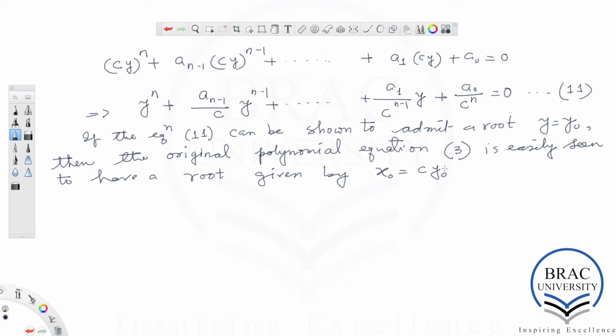We just choose c large enough so that this holds: the mod of a n minus 1 over c, plus all the way up to the mod of a1 over c to the n minus 1, plus the mod of a0 over c to the n. We want this sum to be dominated by 1. We can always do that by choosing c large enough. Okay. So this inequality is numbered 12.